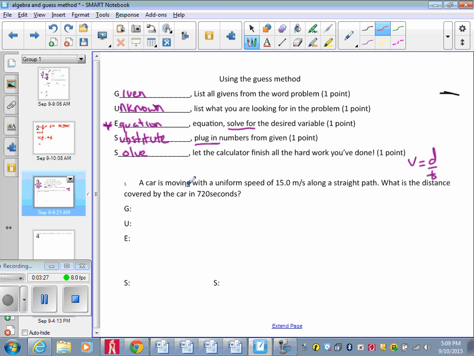Okay, let's actually do it on this problem here. A car is moving with a speed, a uniform speed of 15 meters per second. Okay, so maybe I'm going to write a letter over here. It's going to be V, D, or T, velocity, displacement, or time. Let's say I don't know what meters per second is, so I'm going to wait. What is the distance? So I put question mark, distance. Okay, D is for distance, so D, right? Covered by the car in 720 seconds.